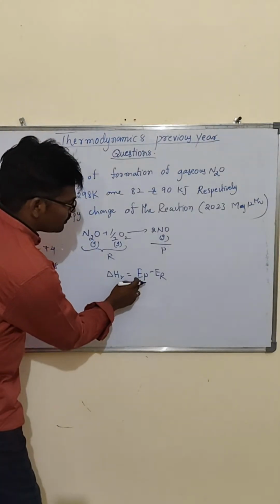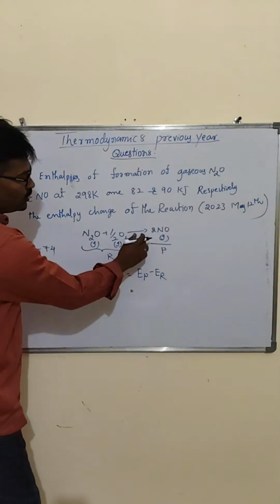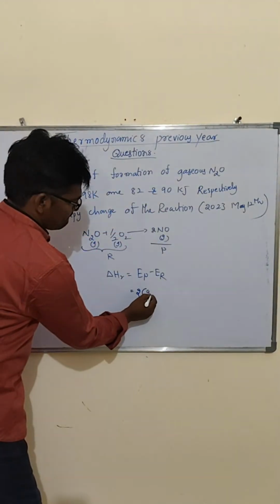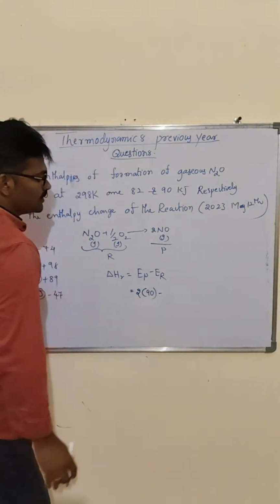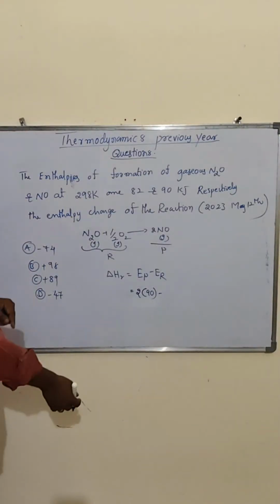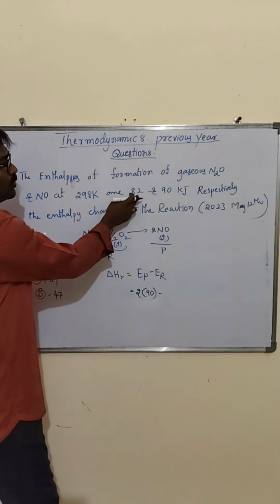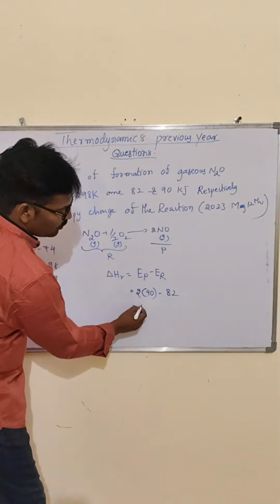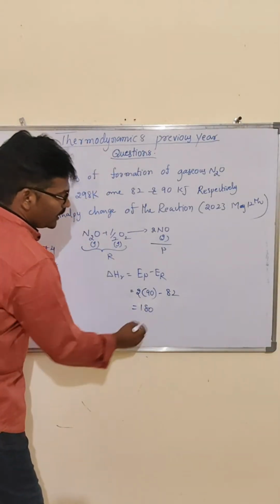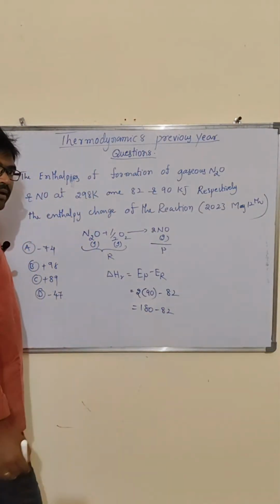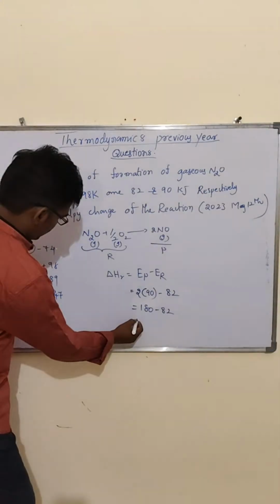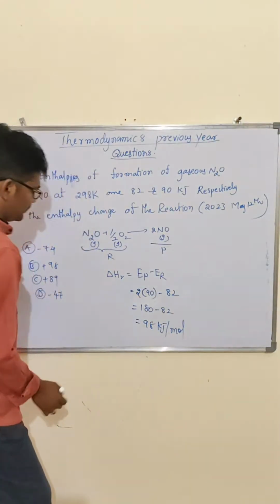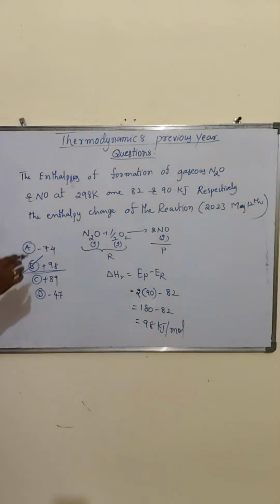So look here, enthalpies of products. How many products are there? 2 are there. 2 into NO. The enthalpy of formation of NO, how much is given? 90. Then minus the enthalpy of reactants. The reactant is N2O, how much is there? Sorry, 82. So minus 82. Then here, 180 minus 82. How much do you get? 98. So 98 kilojoules per mole is the answer. Clear? So this is the answer for this question.